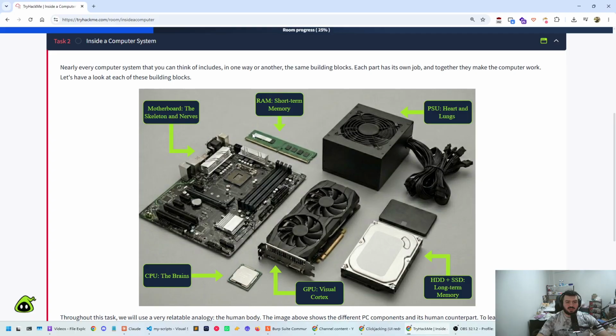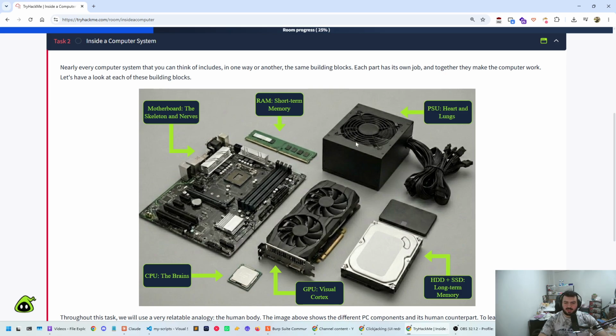Okay, so the very first thing that we have is the biggest thing, the motherboard, the skeleton and nerves. And then you have in there the RAM, which is the short-term memory. RAM usually goes onto these slots right here. PSU, heart and lungs, it is essentially your power supply unit. RAM stands for random access memory, by the way. I should be mentioning these.